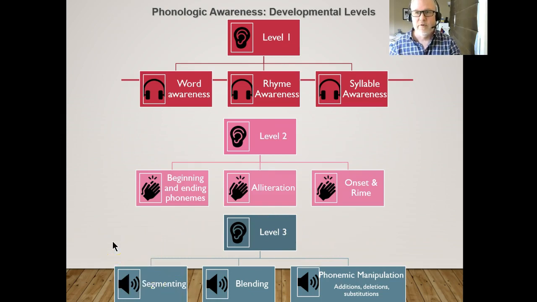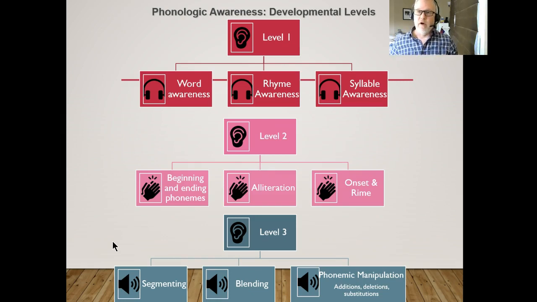It's the ability to break words apart into individual sounds. So again, using the word think: th, i, n, k, four individual sounds there, segments. Or hear that th, i, n, k, and put them back together. That's blending. Or manipulate phonemes.